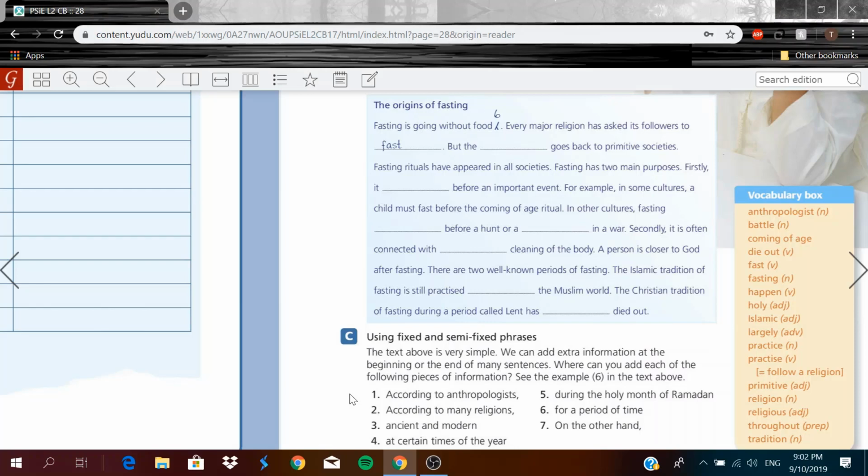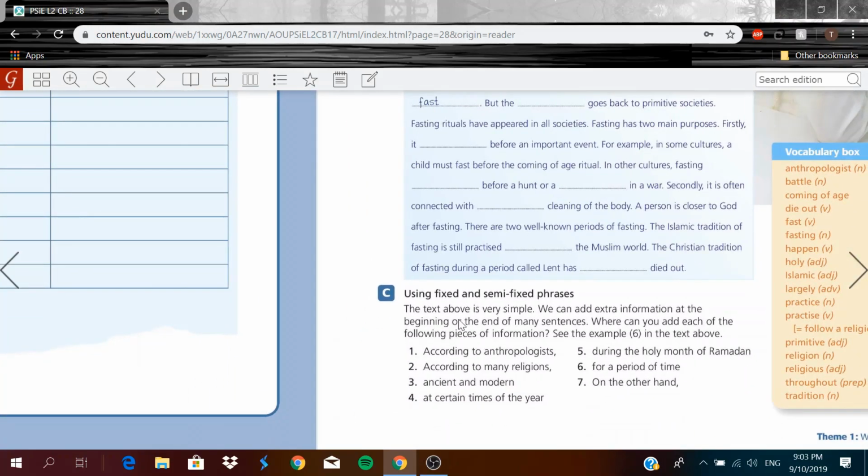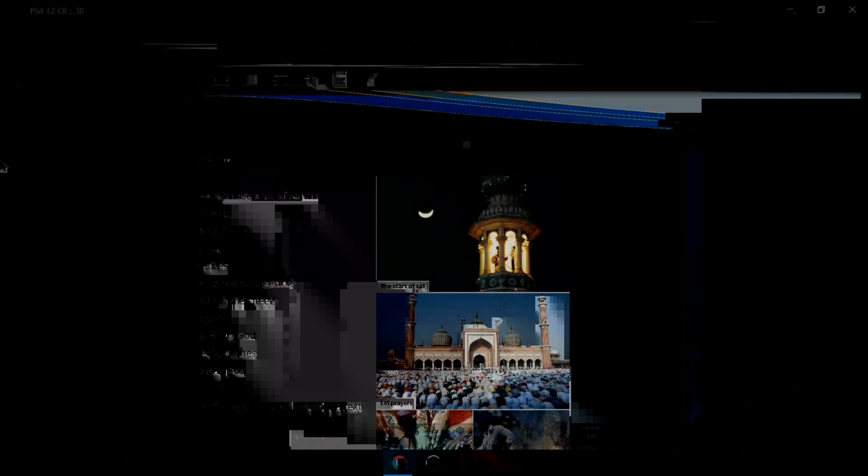There are two well-known periods of fasting. The Islamic tradition of fasting is still practiced throughout the Muslim world, right? And what can we say after that? That's correct. We use during the holy month of Ramadan, because we all know that in the holy month of Ramadan, Muslims fast. On the other hand, we could also use that. So on the other hand, number 7 here, the Christian tradition of fasting during a period called Lent has largely died out. Okay? So that was the text. Okay, that was exercise C. Now let's move on to the next page. Alright, you guys, so now let's move on to the next page.